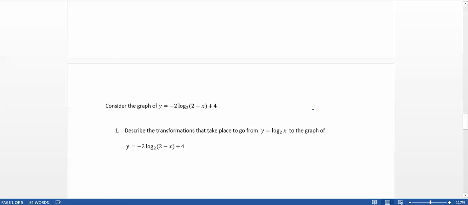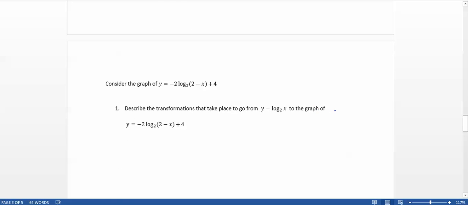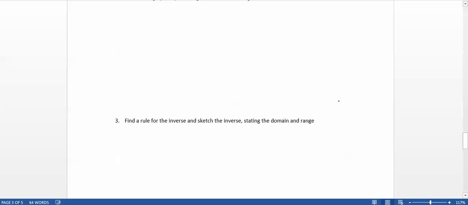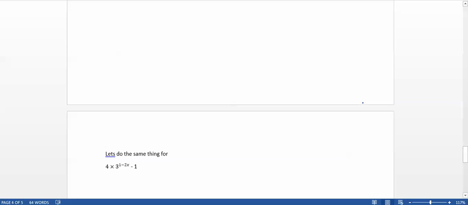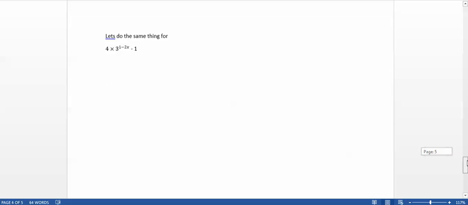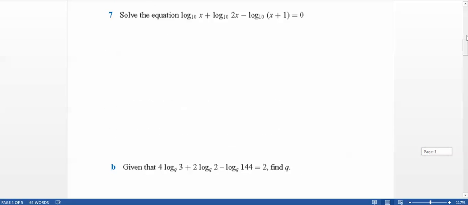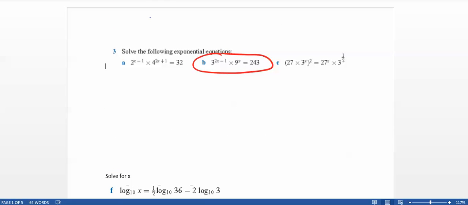And of course, then we're going to look at sketching the graphs, describing the transformations, stating domain and range, finding the rule for the inverse, sketching the inverse, and so on. So look, this will cover most of the skills that you'll need to do well in your KAT, but of course certainly not everything. All right, so away we go. Let's have a look at this question.